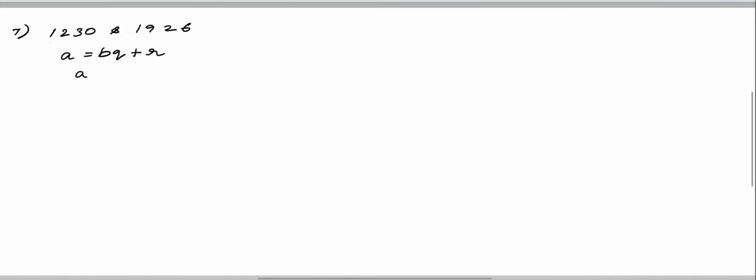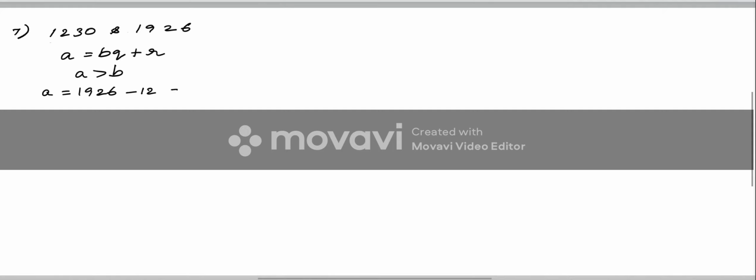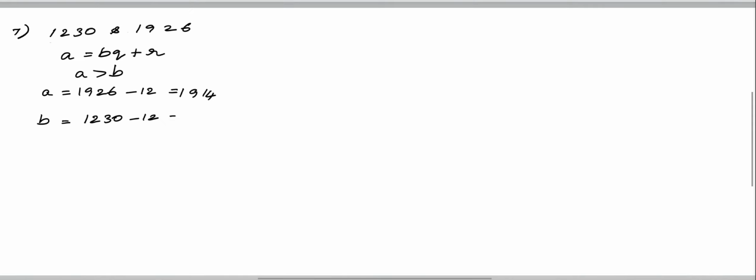Okay, so what we can do is, first of all, take down 1230 and 1926, using the lemma A is equal to BQ plus R, and your A will be always greater than B. So here we can take A is equal to 1926 and it has the remainder 12, so you minus it off. What do you get? 1914. And take B, it is 1230 minus 12, so you will be getting 1218.